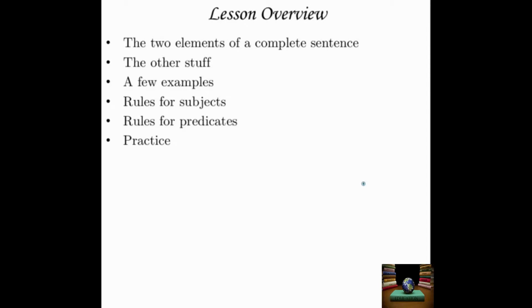All right, we're going to talk about the two elements of a complete sentence. An English sentence only needs two things to be an English sentence, and we're going to look at what they are. Then we're going to look at all the other stuff that shows up in English sentences anyway. We're going to do a few examples, and then we're going to look at rules for subjects and rules for predicates. And we're going to end, as we very often do, with a round of practice.